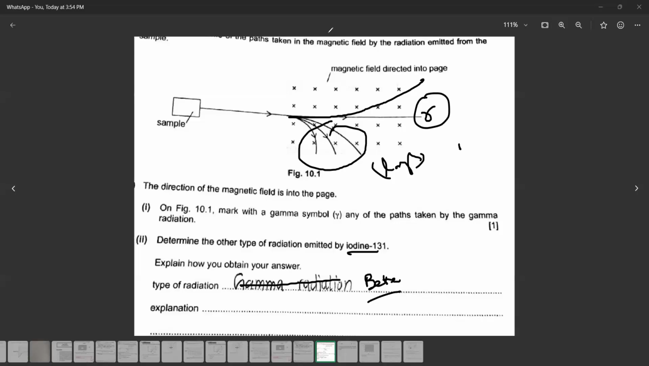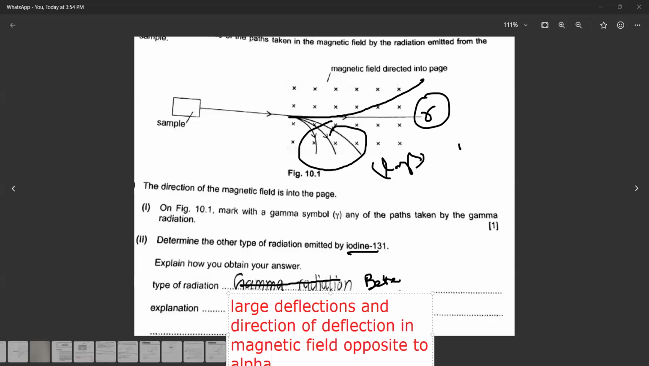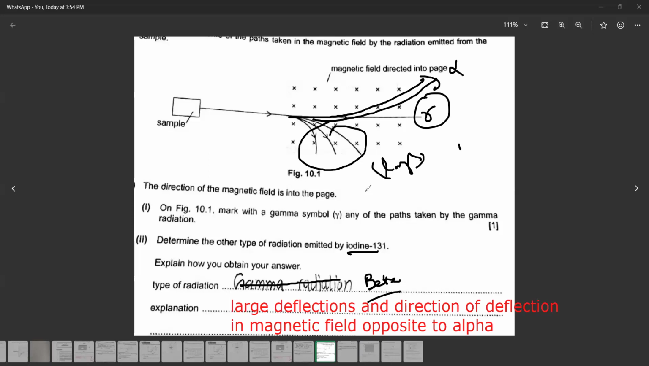And what are the reasons we worked out? One is a large deflection, and the direction of the deflection in a magnetic field appears to be opposite to alpha. Because when we work out the left hand rule, it gives us an idea of where the alpha particle will go. Alpha particle will go up. So if alpha is going up, the beta will go down.